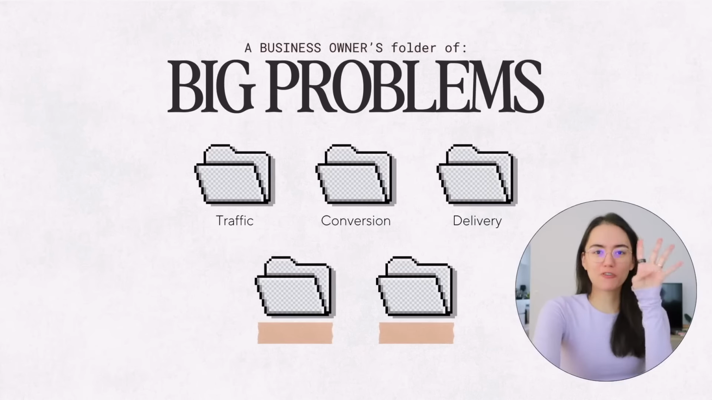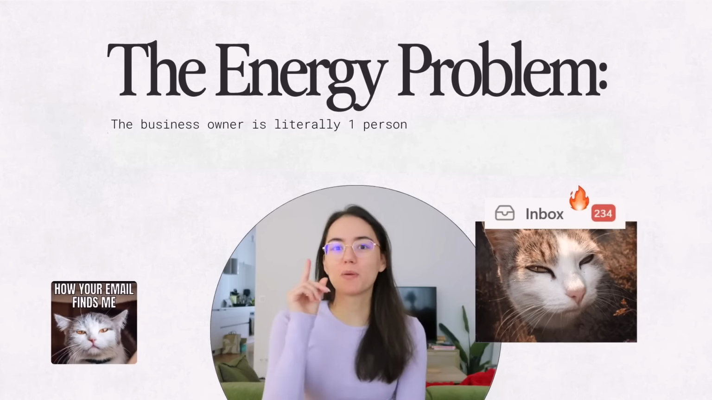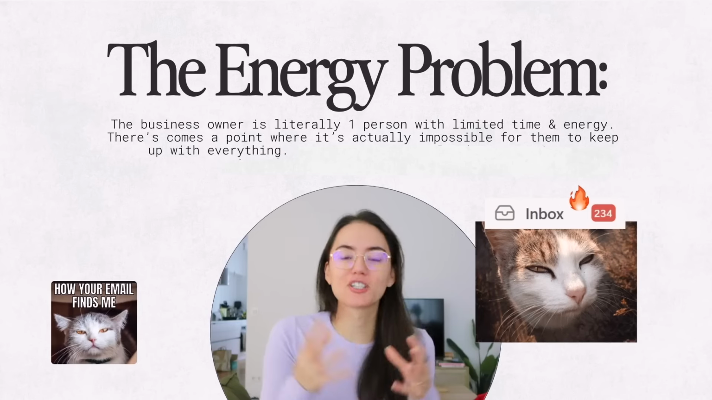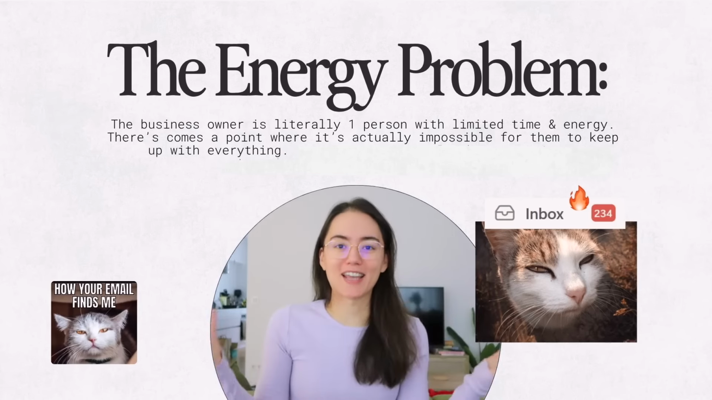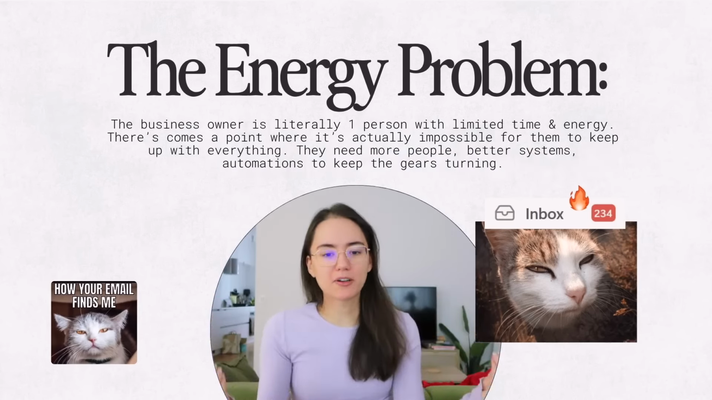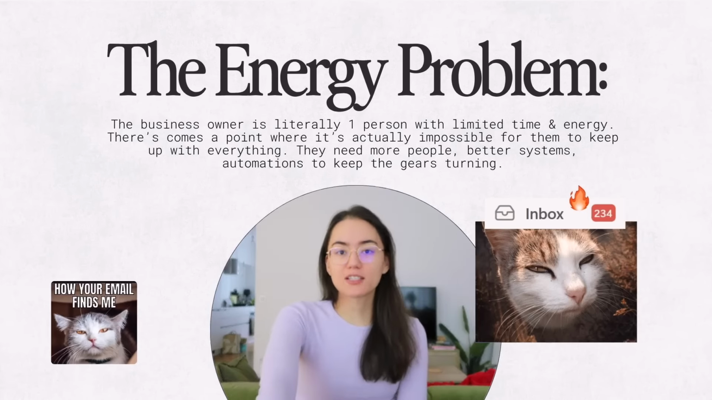Okay, the fourth folder of problems is the energy problem. The business owner is one person, most of the time the CEO, one person, with limited time and limited energy. There comes a point where it's physically, mentally, emotionally impossible to do absolutely everything they have to do in their business. Speaking from experience. So they need more people, they need better systems, they need automations, they need support, basically. There are lots of things you can do here.